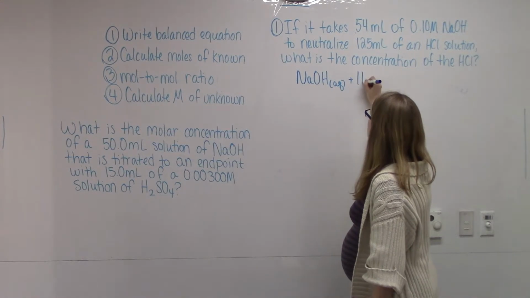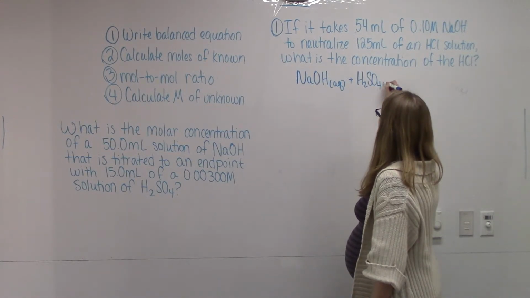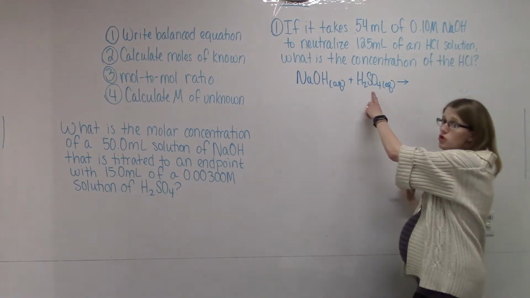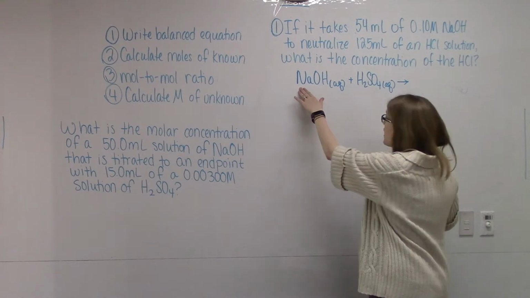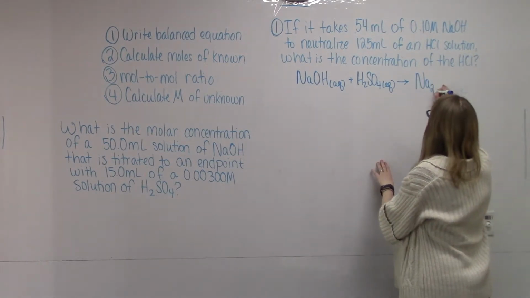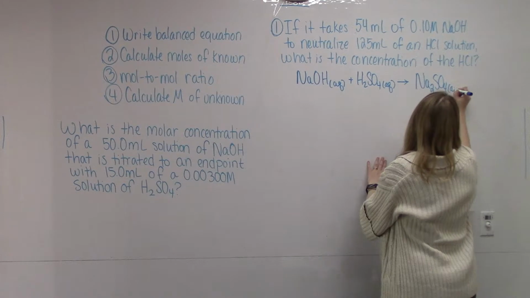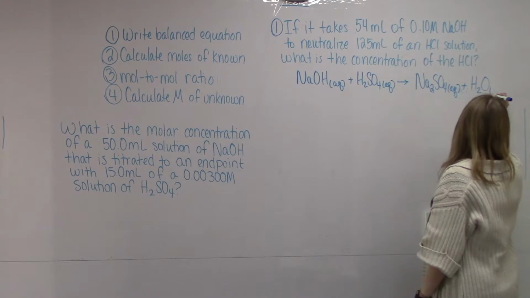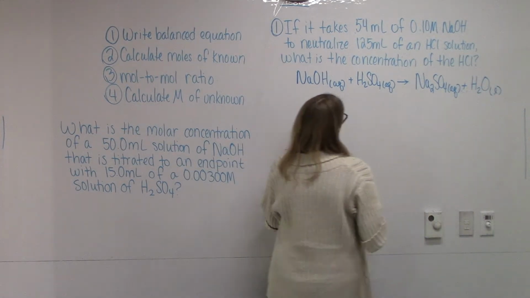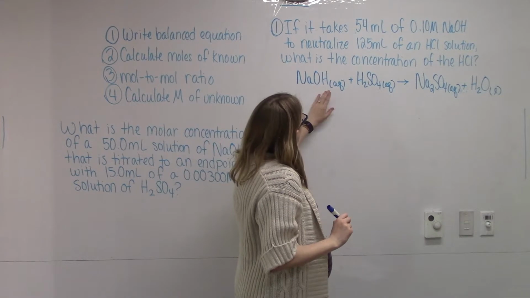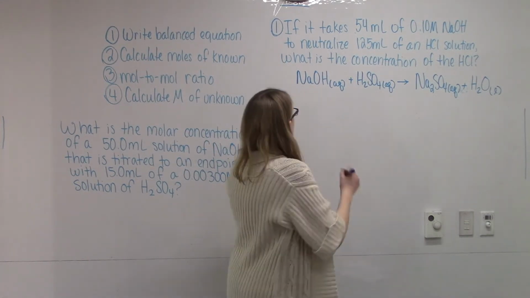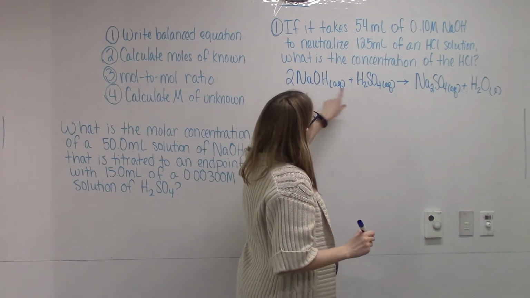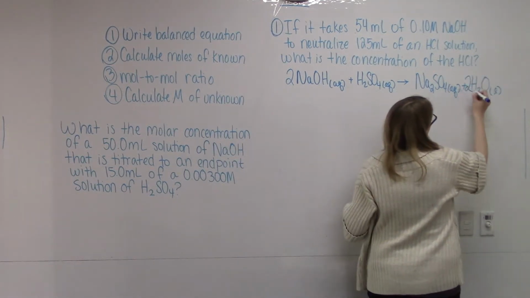NaOH plus H2SO4 yields salt and water. SO4 2 minus, Na plus. Make sure you're balancing those charges. Na2SO4 plus water. Now we have to balance our reaction. So we have 2 sodiums here and just 1 here. So we definitely need a 2 here. That gives us 2 oxygen and 4 hydrogen, therefore we need a 2 right there.